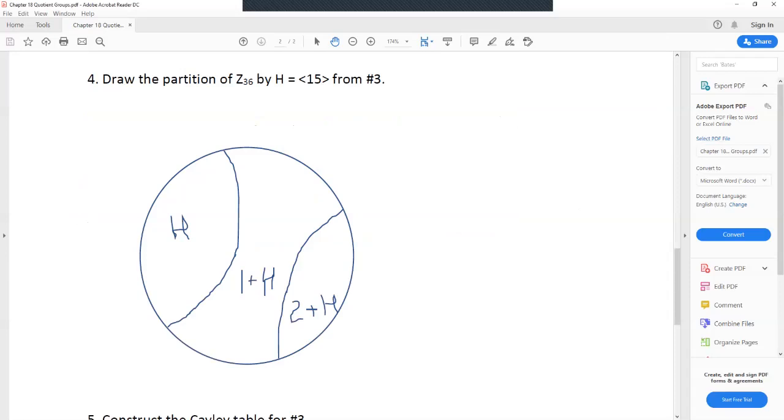On problem number 4, we're simply drawing the partition of Z36 by H, where H is the subgroup generated by 15, and we had 3 cosets. We had 0 plus H, we had 1 plus H, and 2 plus H. Notice that these 3 cosets do comprise the totality of Z36, and notice that they are also disjoint sets, which creates a partition.